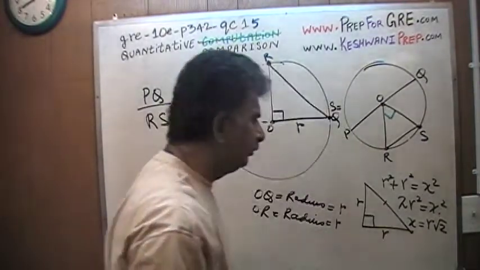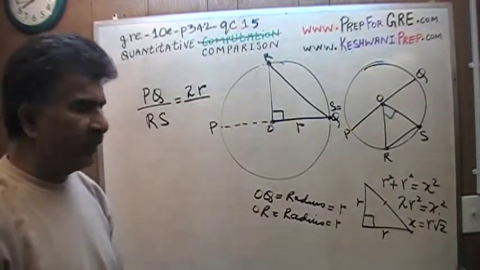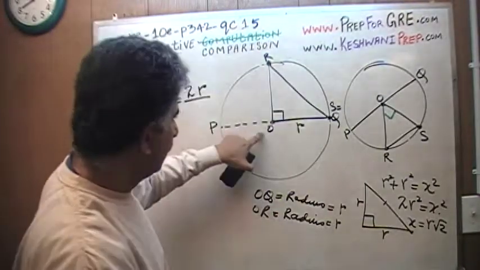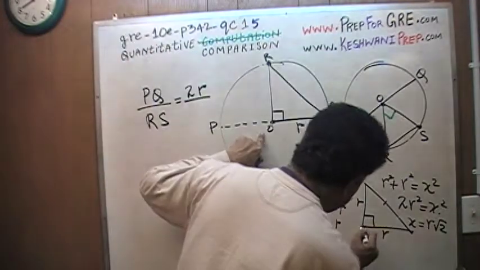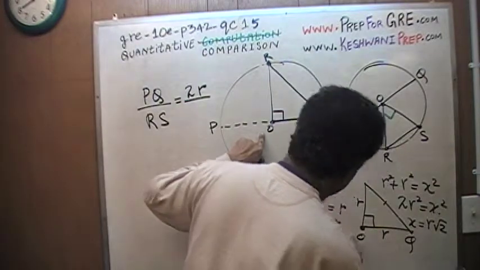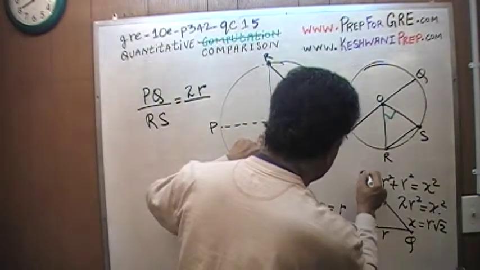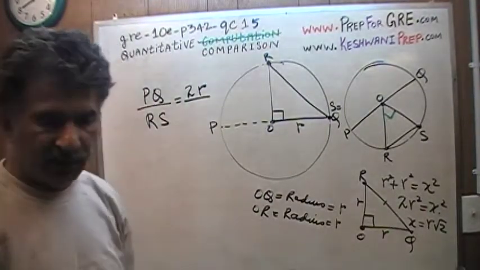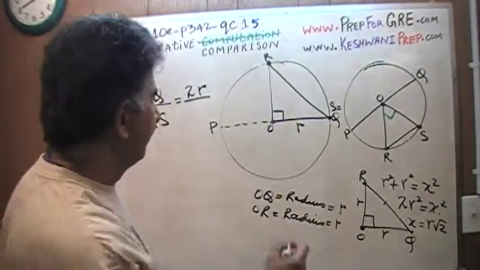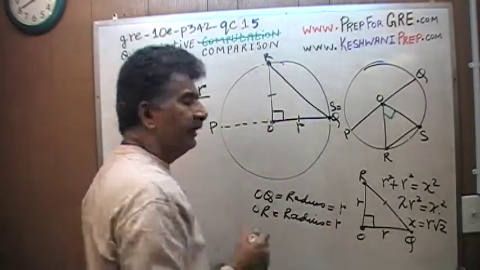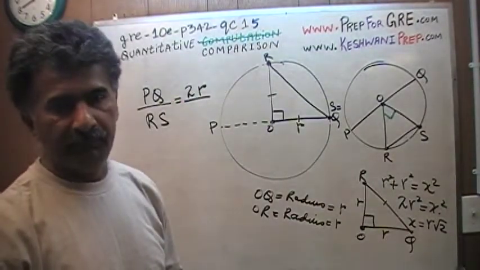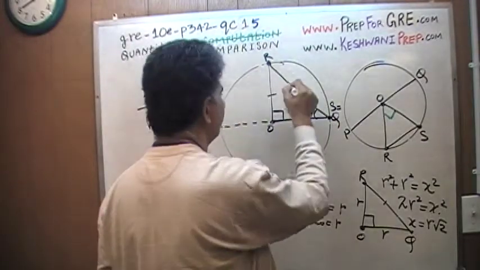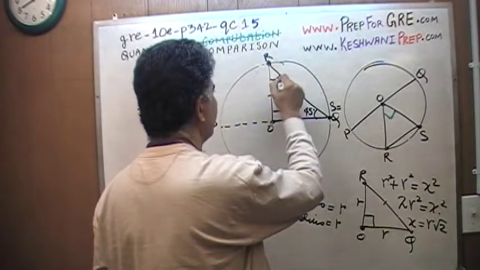And for those of you who know this, this is basically a 45-45 angle. Because from here to here is R, which is O to Q, and this is O to R. Since O to Q and O to R are both radii and equal to each other, this side equals this side, so it's an isosceles triangle. And if it's an isosceles triangle, this is a 45 degree angle, this is 45 degrees, and this is 45 degrees.